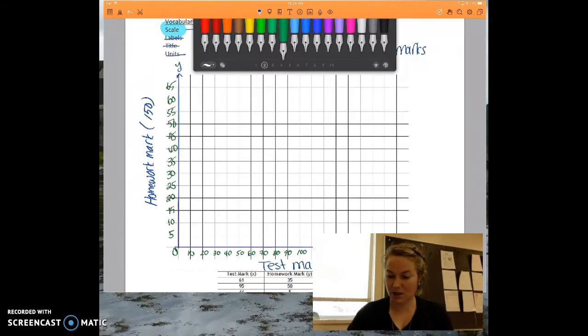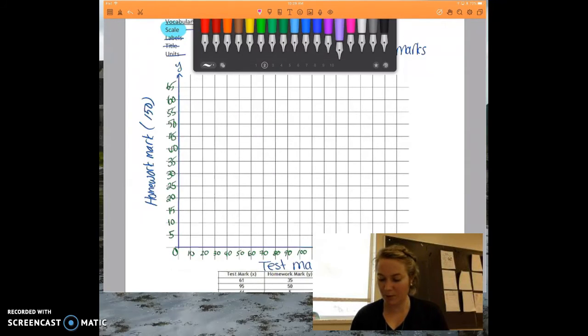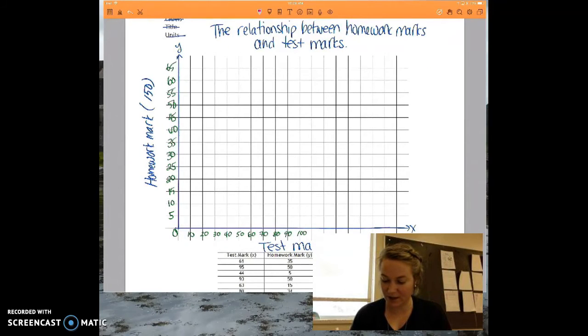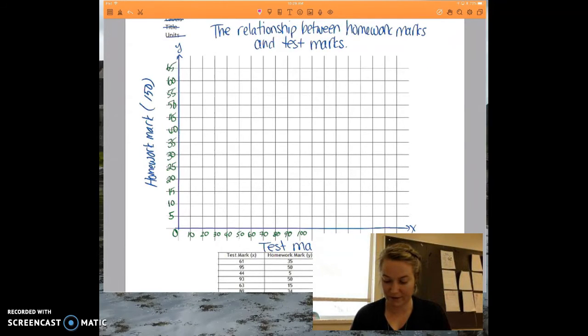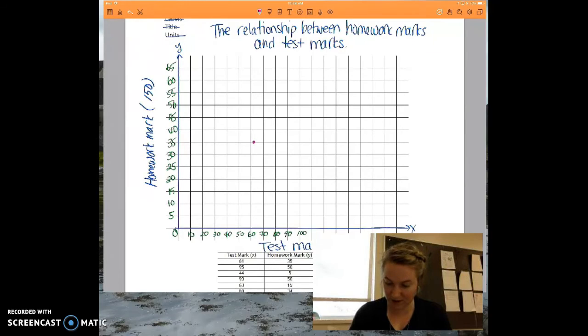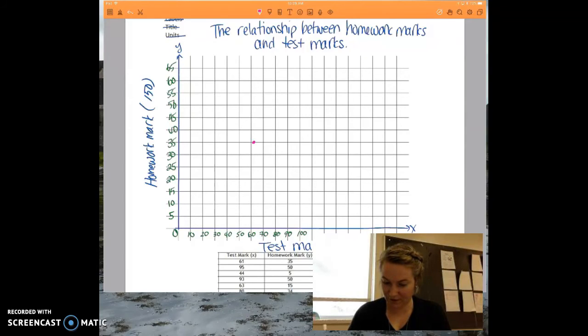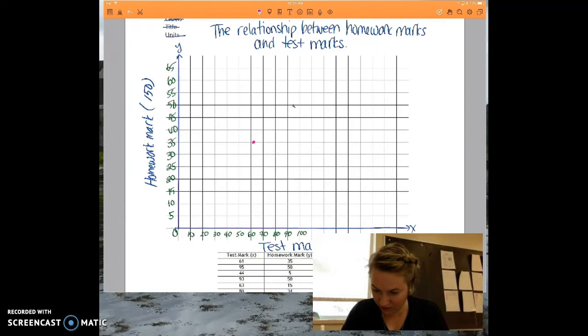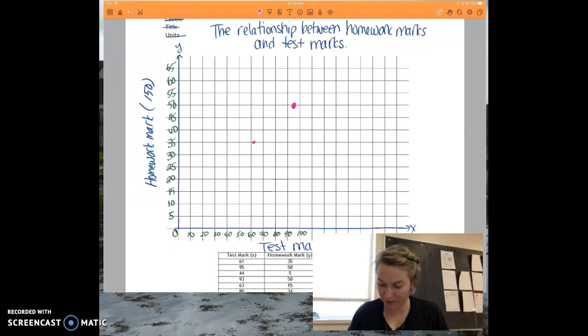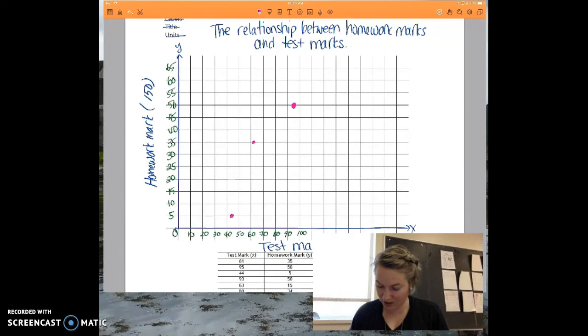I'm going to change colors again to put my points on here just so that you can see them. So my first one is x61, y35. So x61, y35 is right there. My next one is 95, 50. 95, where's 95? 50 is right there. Should be right on that line. Then 44, 5. 93, 50. There's another spot right there.